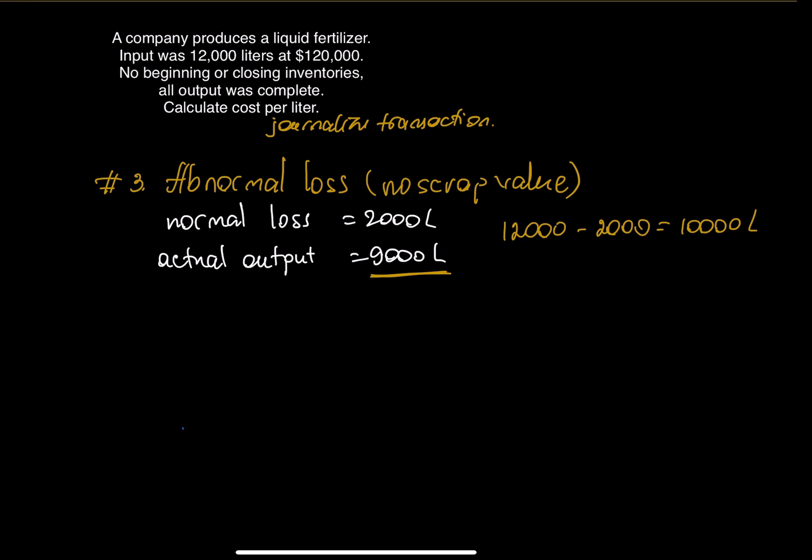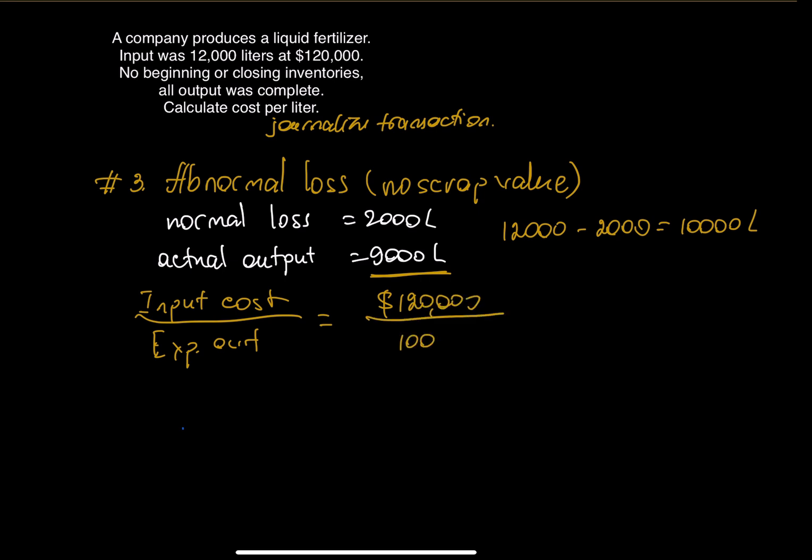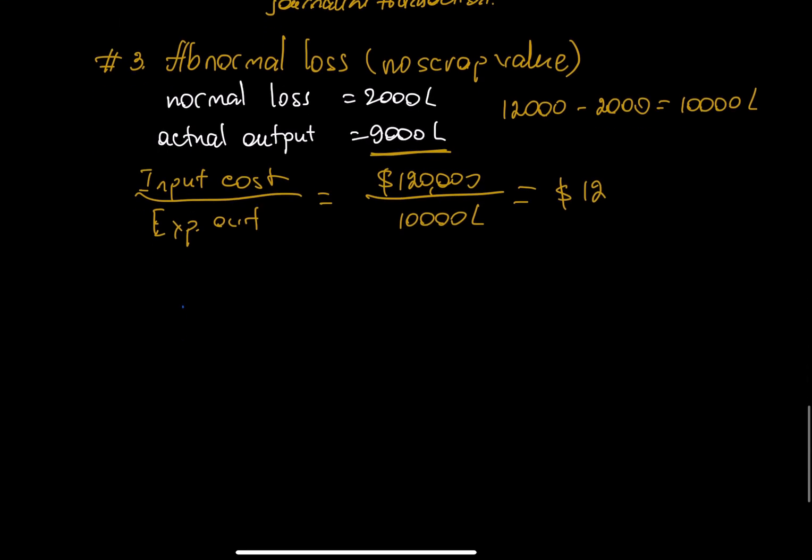But in terms of the cost calculation, it doesn't change because the formula is quite simple. It's input cost divided by the expected output, not actual output. So the input cost was $120,000 divided by the expected output. Again, it's 10,000 liters, and that results again in $12 per liter. Now, you will see the difference specifically when we do the journalization, so let's move on to that right away.